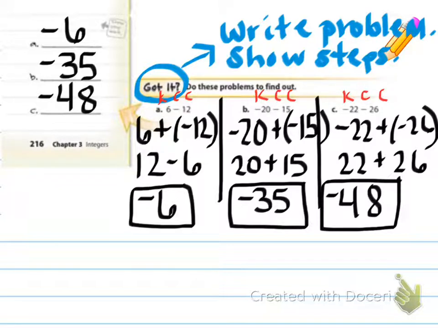Okay, you guys should be able to see the answers to the Got It's now. A, B, and C: negative 6, negative 35, and negative 48. You can see I went ahead and wrote the KCC letters above each problem. I went through the steps of changing it to addition, changing it to the opposite sign, and then following my LADS rules: like signs add, different signs subtract. All of these ended up being negative numbers.